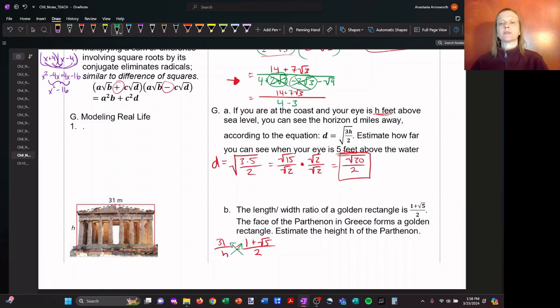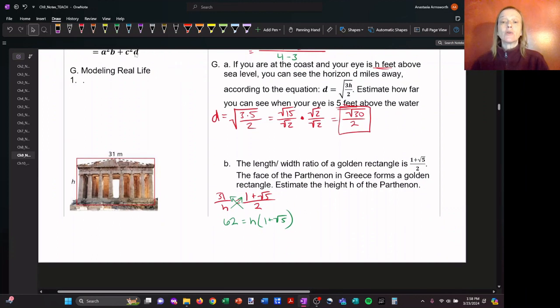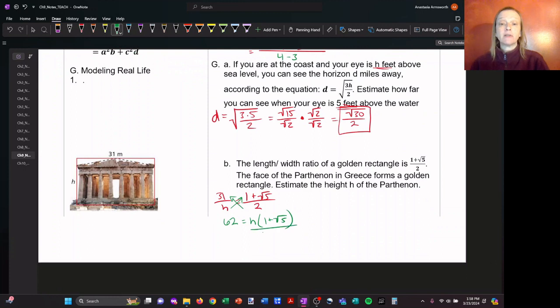So I'm going to do 2 times 31 is 62. And then on the right side, I'm going to have h times 1 plus the square root of 5. Now, I could use the distributive property and distribute the h out, but I don't actually want to do that because my goal is to get h all by itself. What I want to do is get rid of the 1 plus the square root of 5. So to get rid of the 1 plus the square root of 5, I'm going to divide it away.